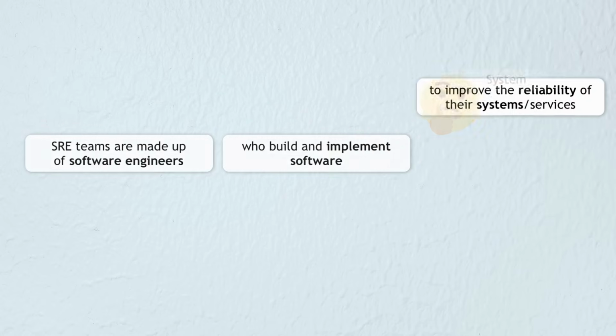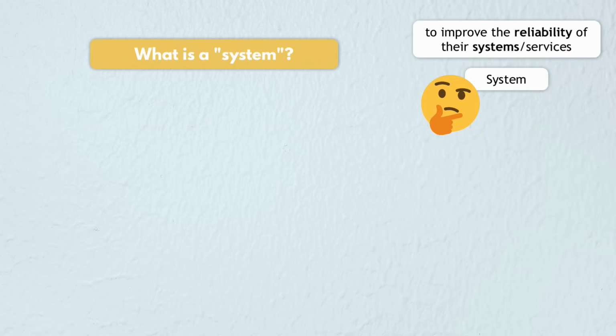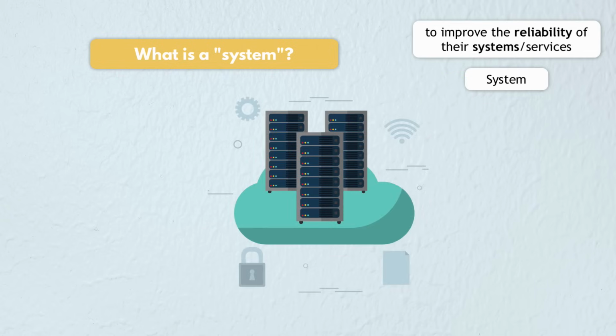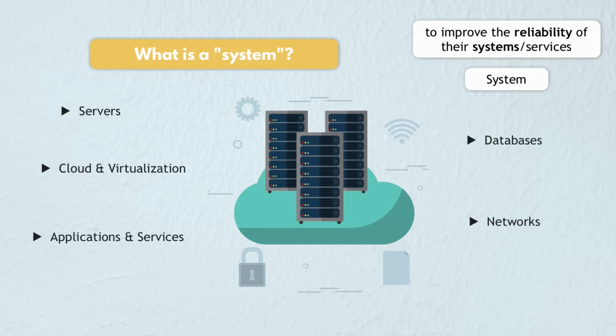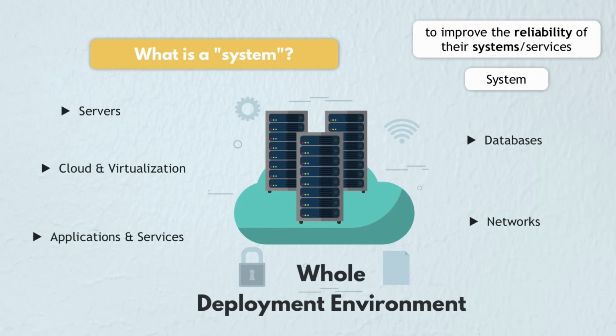So first of all, what is a system that we want to keep reliable? Or what does a system even mean in this definition? Well, the system is the servers, infrastructure, the platform, so the whole deployment environment where the application runs.